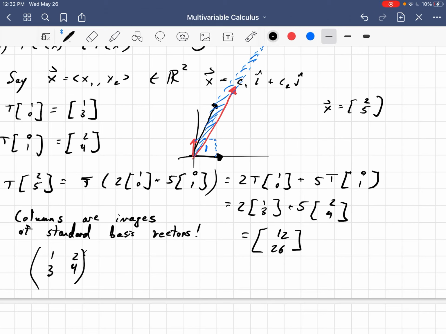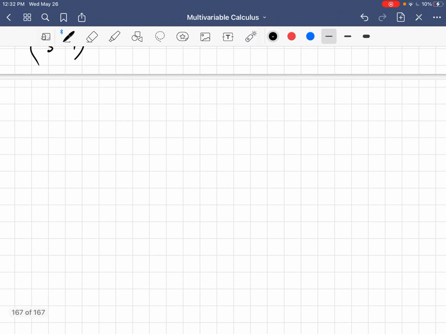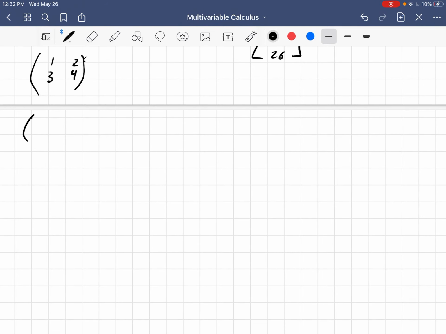Now, it's totally okay for a matrix to represent a linear transformation between dimensions. The number of dimensions doesn't have to be constant. For example, let's say I have the matrix 2, 1, 0, 3, -1, 0. This matrix is not square, right? It's got more columns than it does rows, but it represents a transformation from R3 to R2. In other words, 3D to 2D.